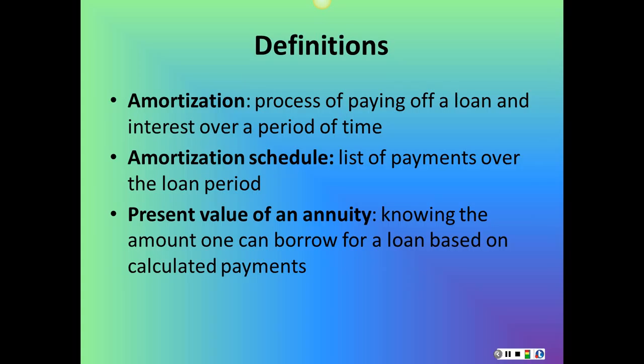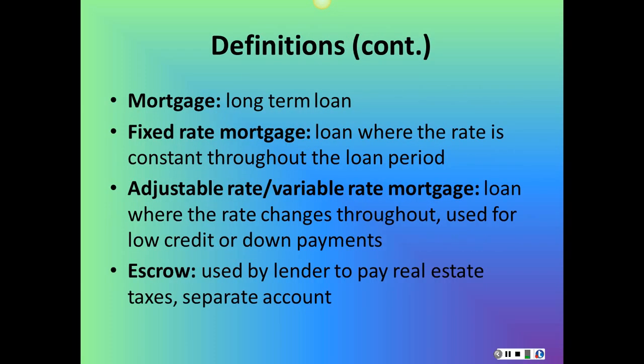Now, the present value of an annuity is knowing the amount one can borrow for a loan based on calculated payments. So annuities are commonly used for these loans. And as I said, one of the more common ones is a mortgage. So a couple definitions on that front. A mortgage, of course, is a long-term loan, typically used for houses.